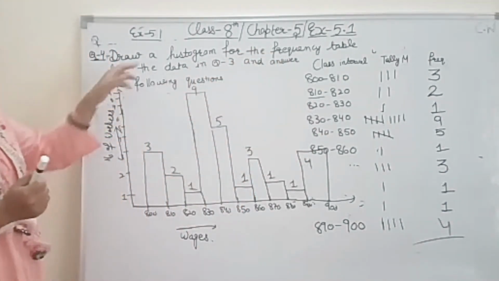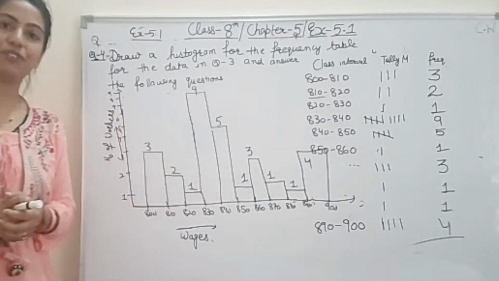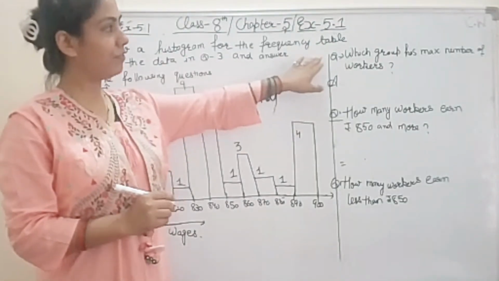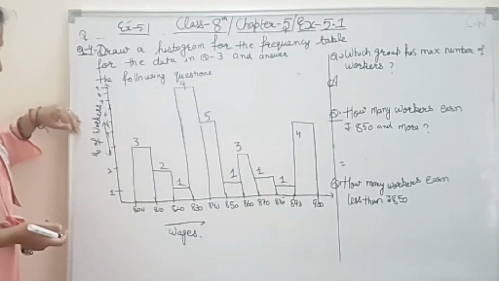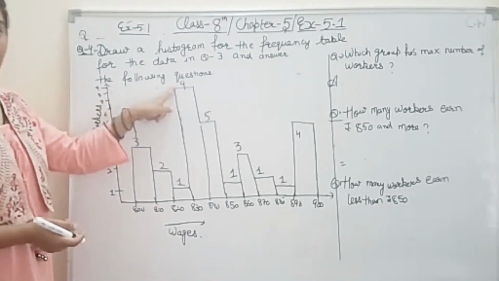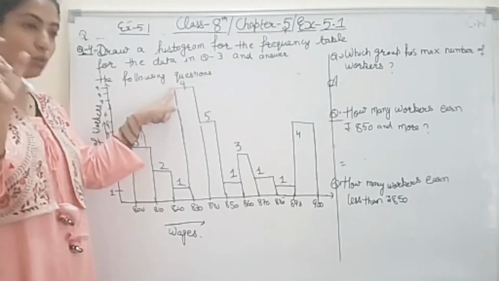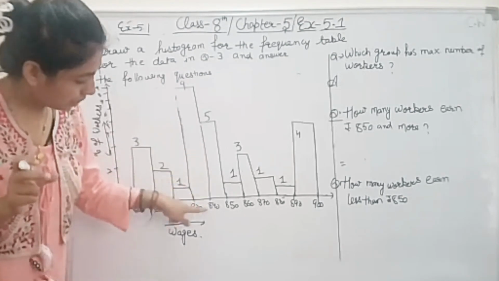Now what is next, answer the following questions. They are the questions that we have to answer. So let's start the questions. Student, question number 1 we have, which group has maximum number of workers? These are the number of workers. So the total number of workers is 9, the maximum number. But किस group के अंदर है student? Yes. This is 830 to 840.